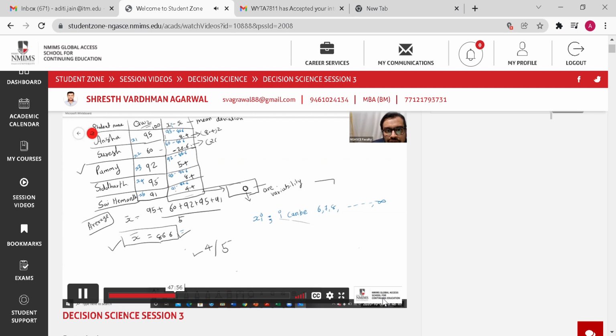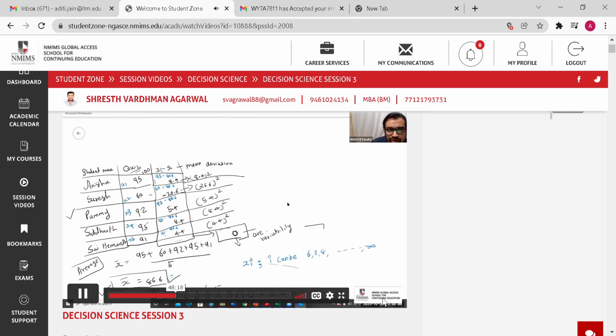Now try to find out the square of all this and tell me the figure. This is the mean deviation: how each and every individual has secured more or less marks than the mean. This is what the mean deviation will tell.